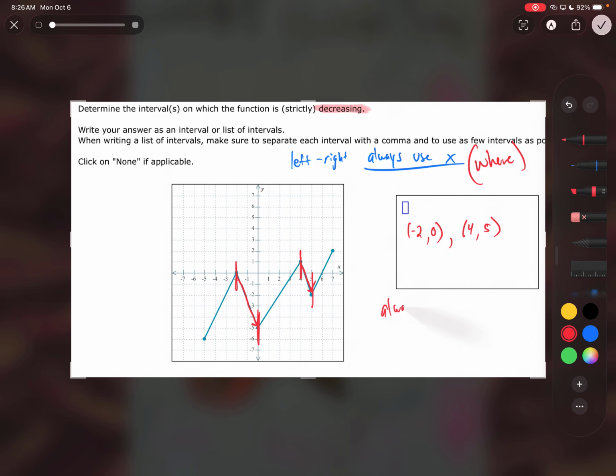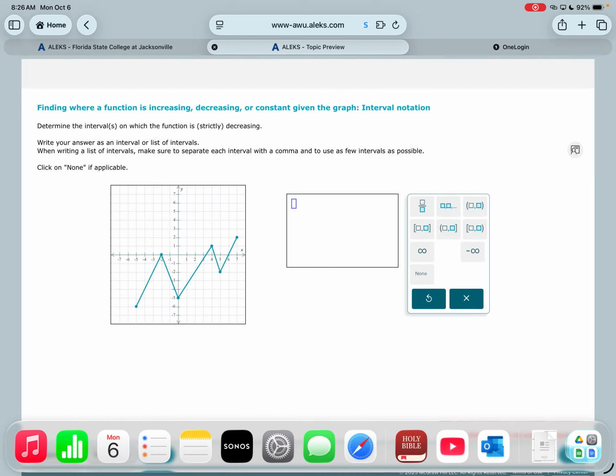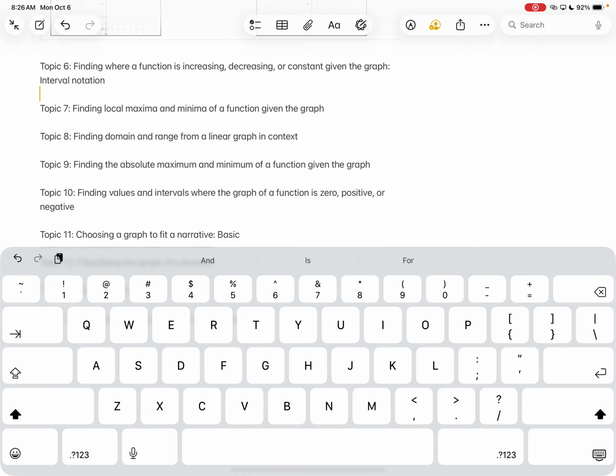You always use parentheses for these. You always use parentheses on these because a bracket means that it equals, and when you're standing still, you're not increasing or decreasing or anything. So you always want to use parentheses on these. So read the problem because you do only have to find. My goodness, I hate every time it does that.